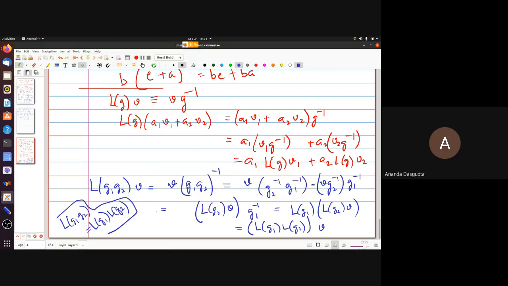The inverse here has actually ensured that. Okay? So what we end up with is L is a homomorphism from G to a subset gamma of the automorphisms on the group algebra. Is this clear so far?